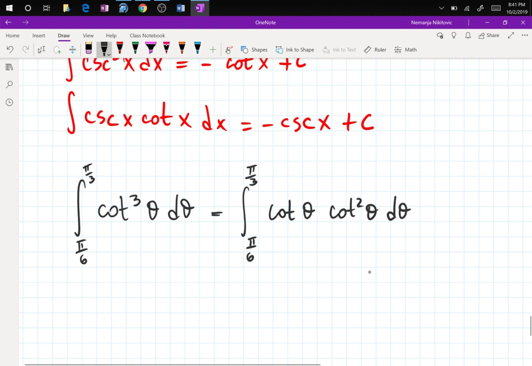So for me to work on a cotangent squared, I need to have cosecant, because the derivative of cosecant, no. See, I'm already lost. The derivative of cotangent is negative cosecant squared. The derivative of cosecant is negative cosecant cotangent. So what do we do?